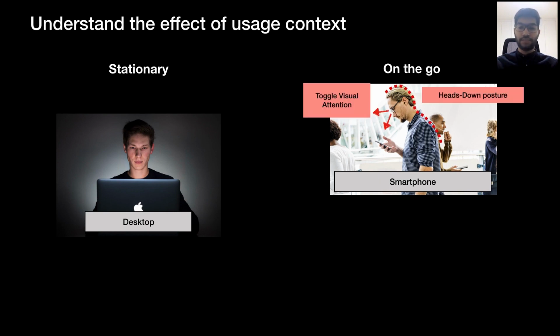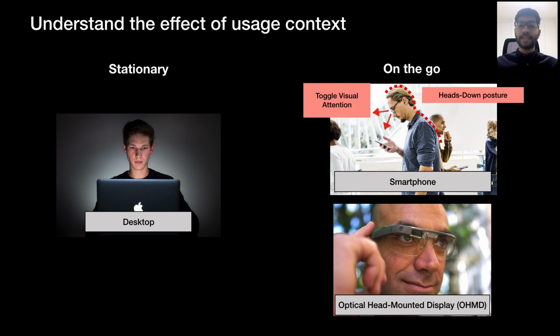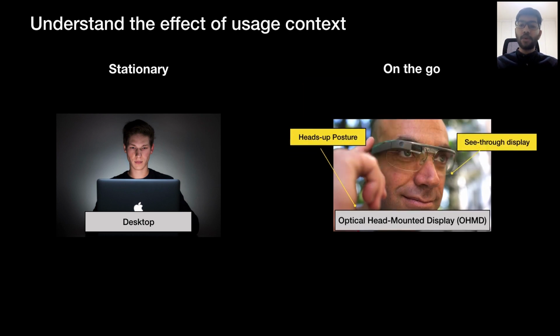toggle visual attention. The emergent optical head-mounted displays, or OHMDs, have shown potential advantages in this context, as it induces a heads-up posture and the see-through display allows both information and surroundings to be viewed alongside each other. Recent work has also shown OHMDs can improve video learning over phones for on-the-go walking scenarios, given appropriate presentation styles. Hence, we compare using OHMDs for on-the-go situations.